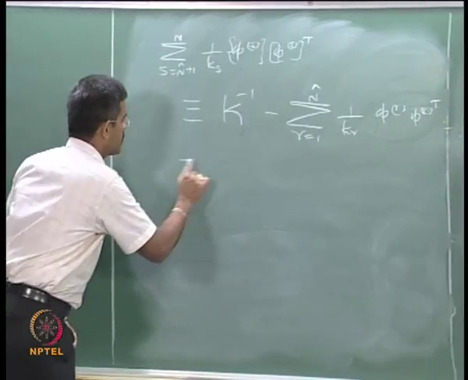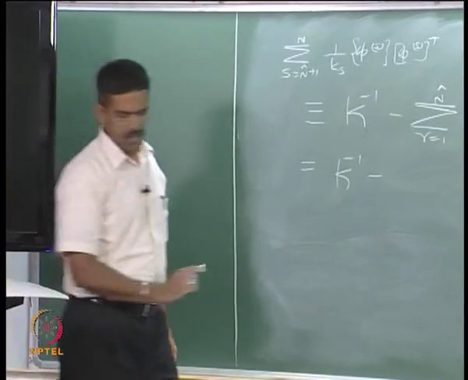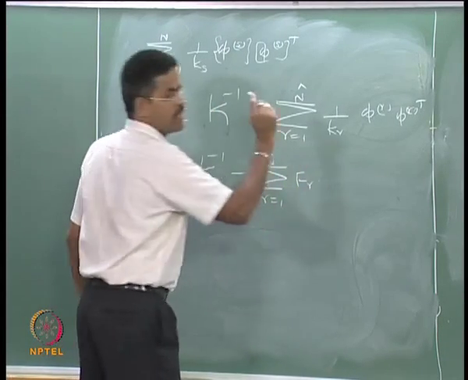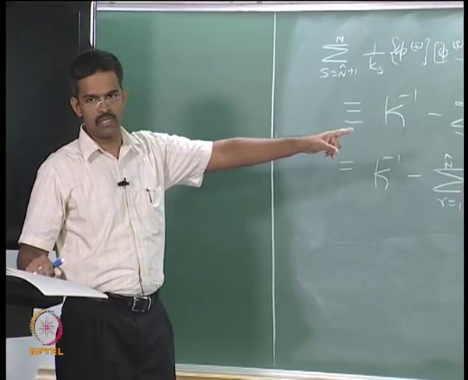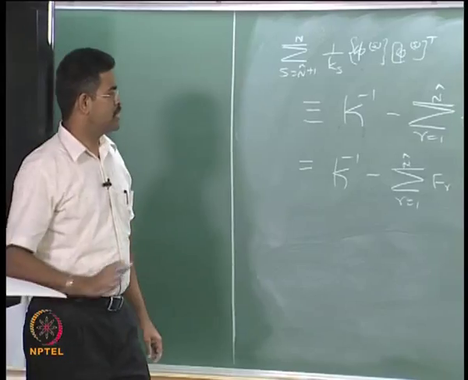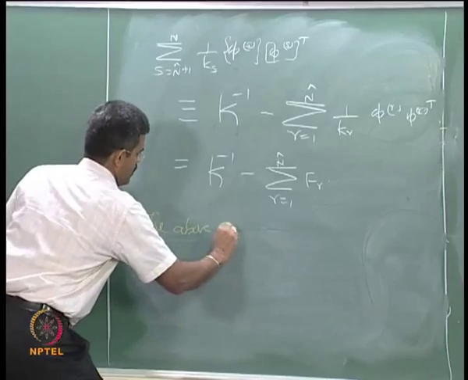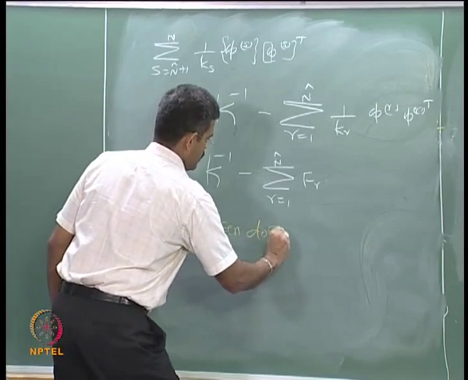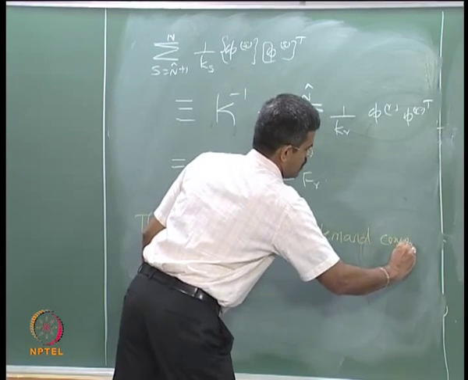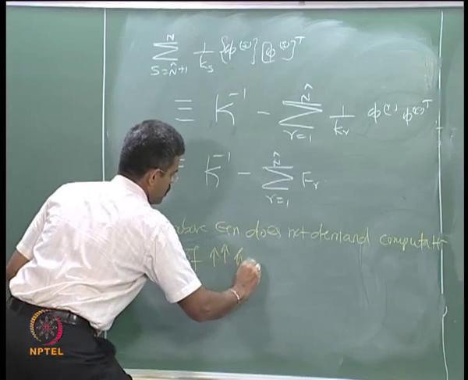Okay. I can rewrite this equation as K inverse minus summation r equals 1 to n hat, which I call this as Fr, is it not? That is an F term here. We said Fs, this is Fr. So, interestingly, the above equation does not demand computation of higher modes, is it not?